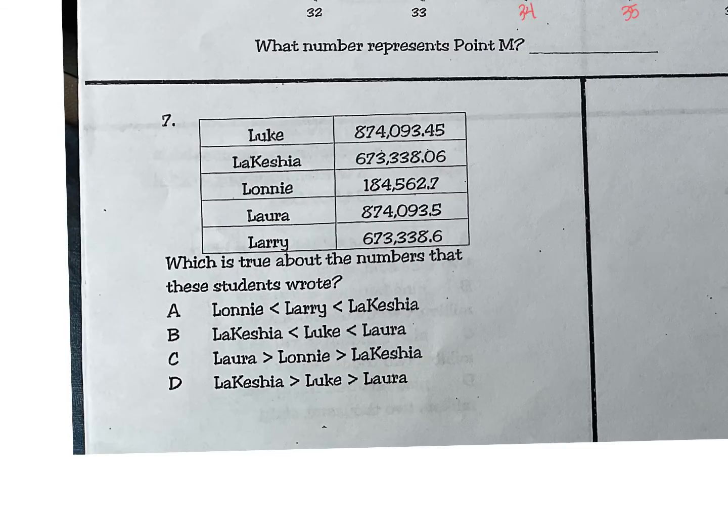Number 7, which is true about the numbers that these students wrote? A, Lonnie is less than Larry is less than Lakeisha. B, Lakeisha is less than Luke. Luke is less than Laura. C, Laura is greater than Lonnie and Lonnie is greater than Lakeisha. D, Lakeisha is greater than Luke and Luke is greater than Laura.